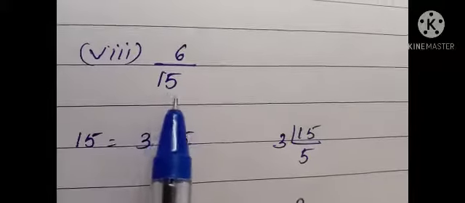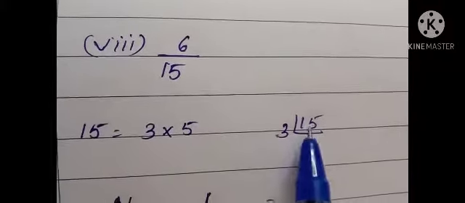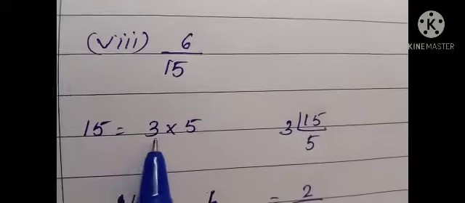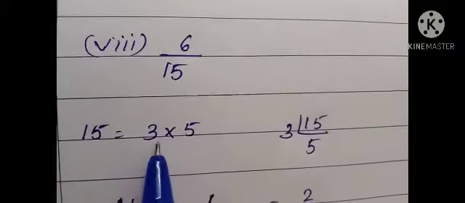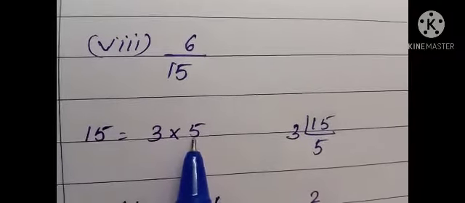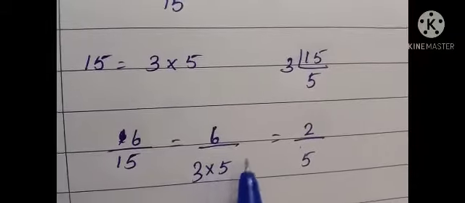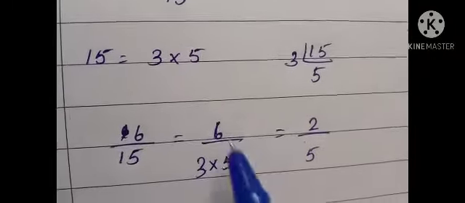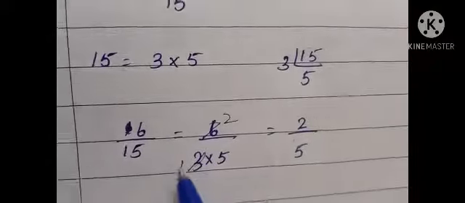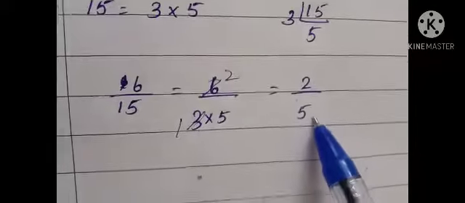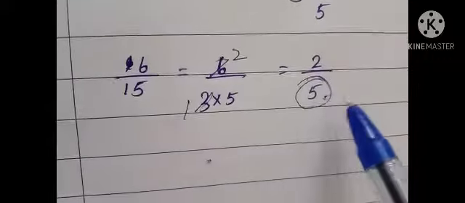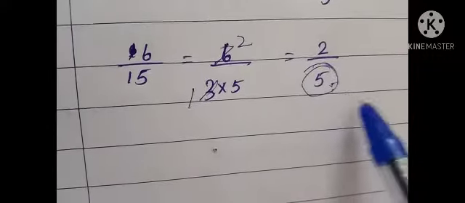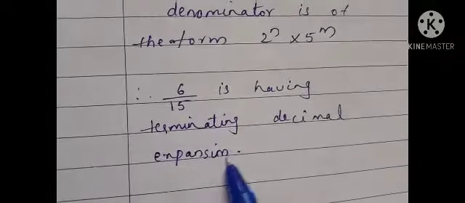is 6 by 15. So we have to take the 15 denominator, then prime factorize that, then we will get 3 into 5. But here we can't conclude that it is not of the form 2 raised to n into 5 raised to m, because 6 by 15, that is 6 by 3 into 5, we can simplify. Cut 3 by 3 here, then what we will get? 6 by 3 is 2, 3 by 3 is 1. Then 2 by 5 is the number. Then here the denominator is of the form 2 raised to n, 5 raised to m. Conclude that 6 by 15 is having terminating decimal expansion.